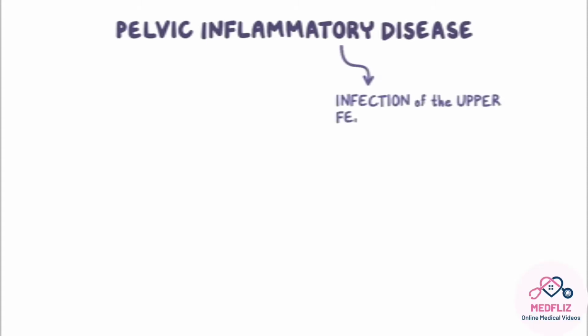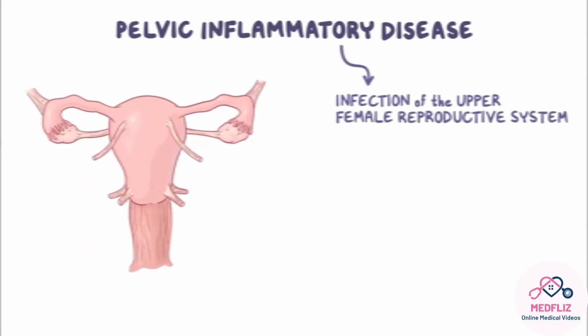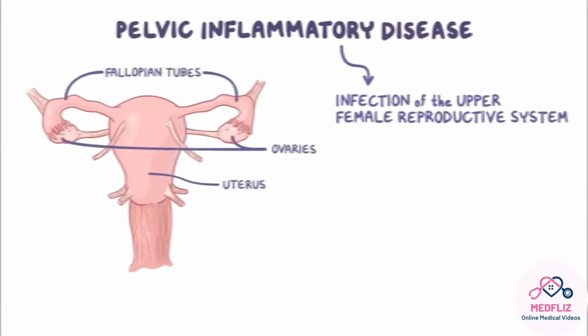Pelvic inflammatory disease, or PID, is an infection of the upper female reproductive system including the uterus, fallopian tubes and ovaries. It can cause a number of serious complications, including infertility.